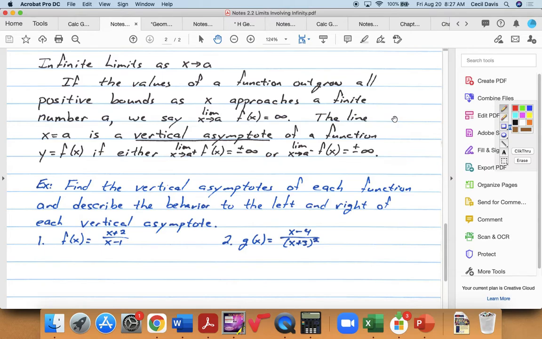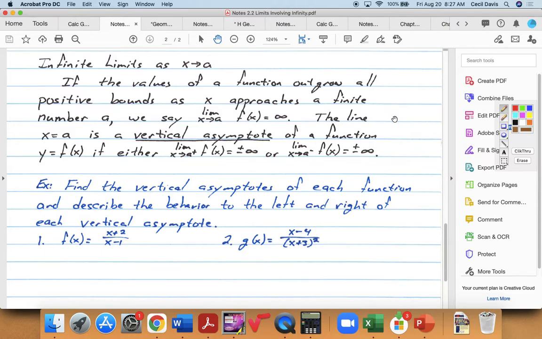We will always do this, and the AP exam is consistent with that. But we're saying there is no limit because the values become large without bound. They tend towards infinity. So then the line x equals a is a vertical asymptote of a function y equals f of x if either the limit as x approaches a from the right of f of x is equal to positive or negative infinity, or the limit as x approaches a from the left of f of x is equal to plus or minus infinity.